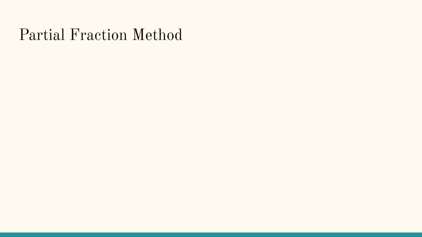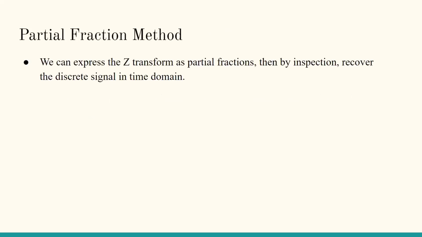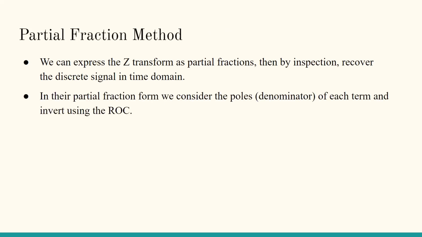In this section, we'll be looking at the inverse and properties of our z-transform. For our first inversion method, the partial fraction method, we can express our transform as partial fractions, then by inspection, recover our original signal. It's similar to how we perform the inverse Laplace, except with the z-transform, we have to be carefully considerate of each term's poles and its relationship to the region of convergence.